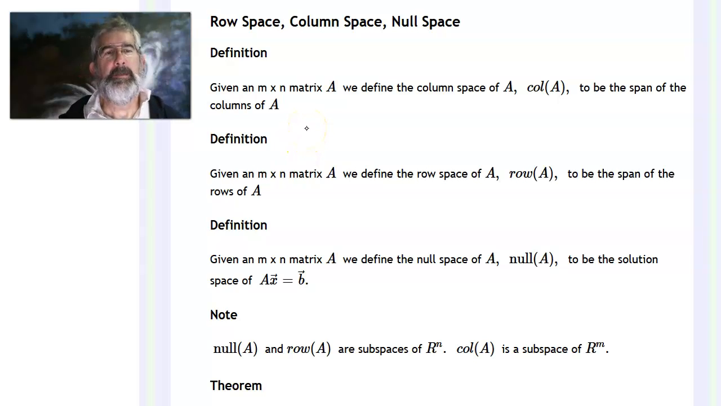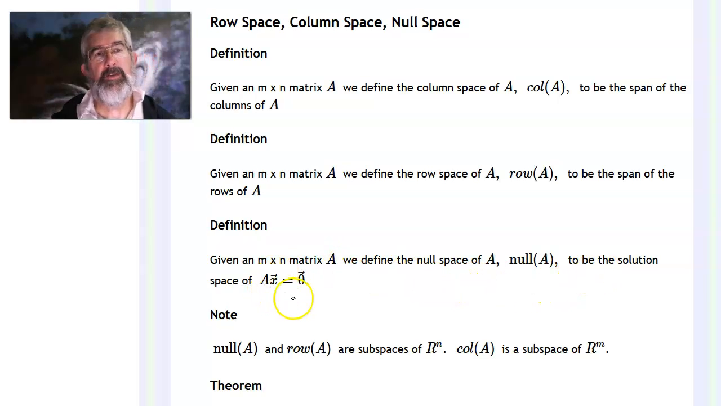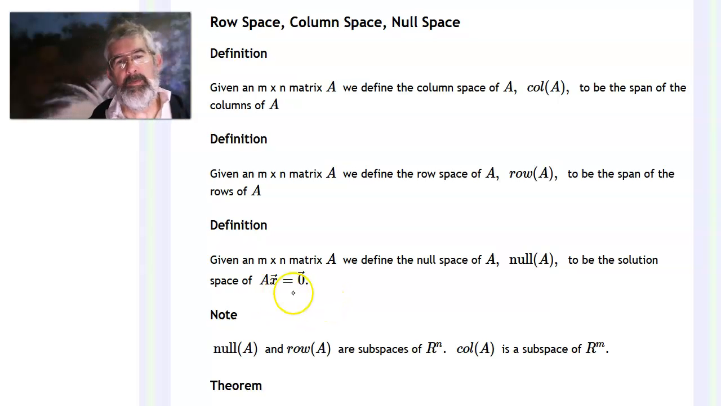Likewise, given an M by N matrix, we define the row space to be the span of the row vectors. Each row, consider as a vector, take all linear combinations, and you get what's called the row space. And given an M by N matrix A, we define the null space of A to be the solution space of AX equals 0. This one we've looked at before. We've proven that the solution set of any homogeneous system is a subspace.